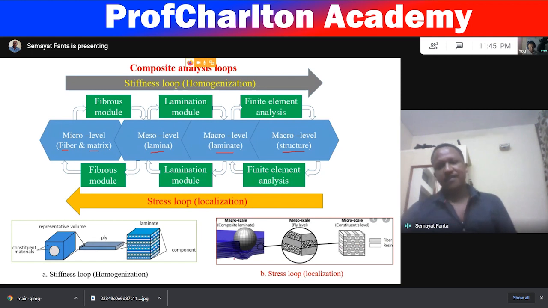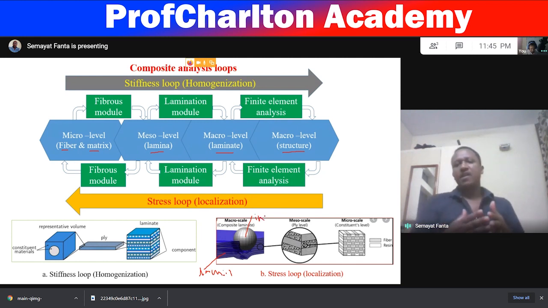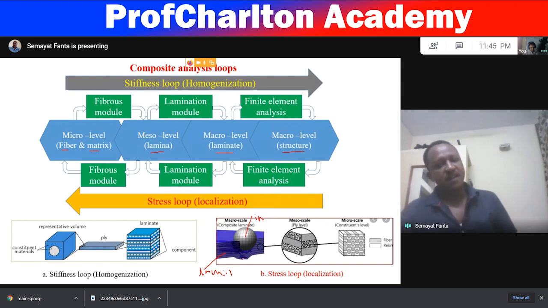Here the structure is impacted with a spherical ball. This is a laminated structure, I can call it a laminate. This laminate is impacted with a ball. This is the impactor. When it is impacted, we have to know the local characteristics of the material on the deformable plate or the deformable laminate here.